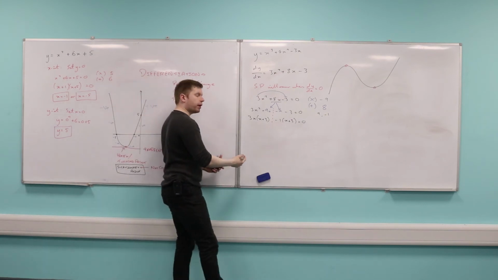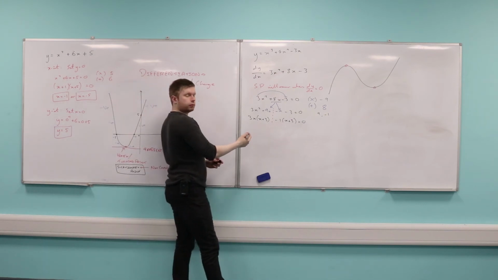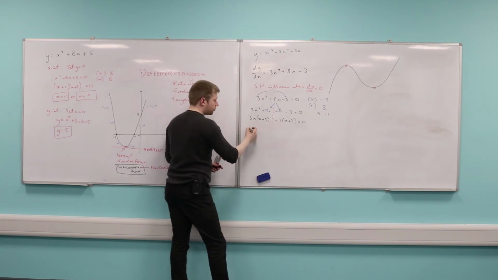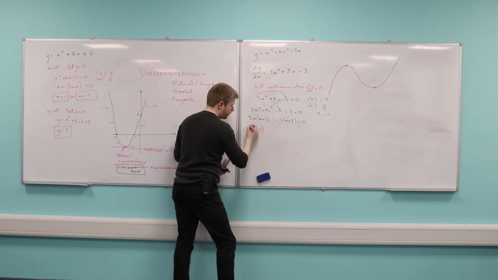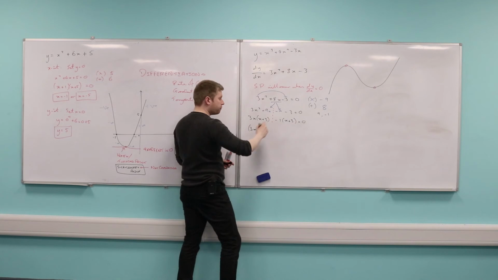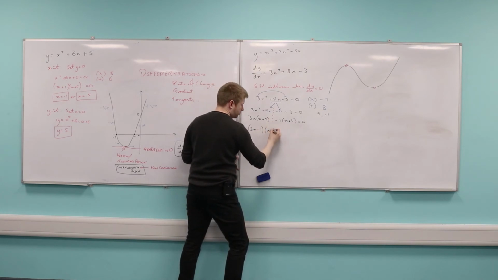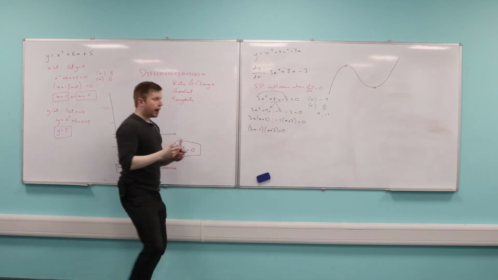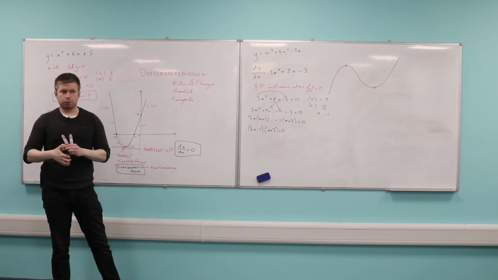How do we finish this thing off then? 3x minus 1 times x plus 3. You got it. So we factor out an x plus 3 from both terms. You happy with that? We could have used the quadratic formula.